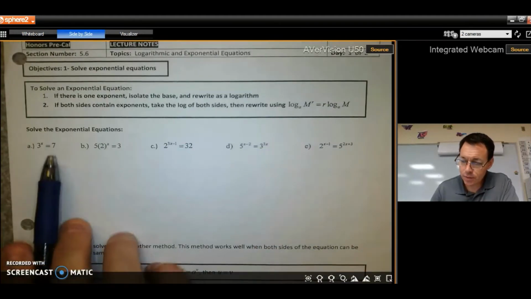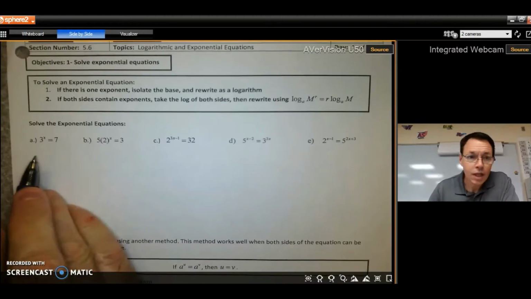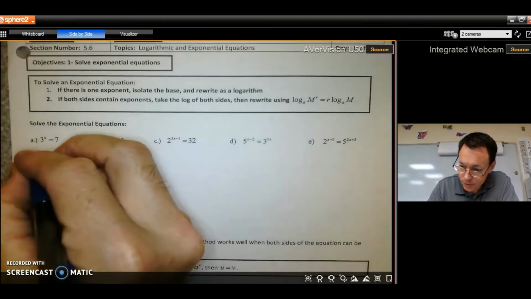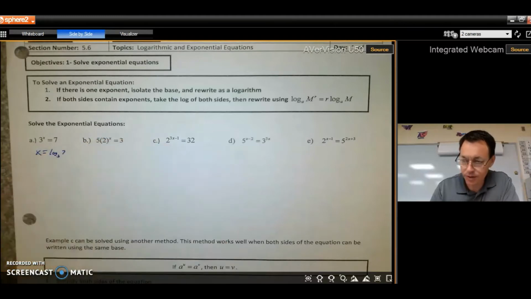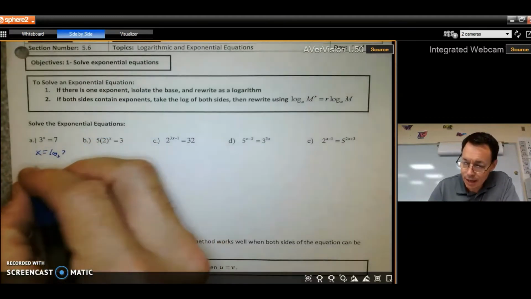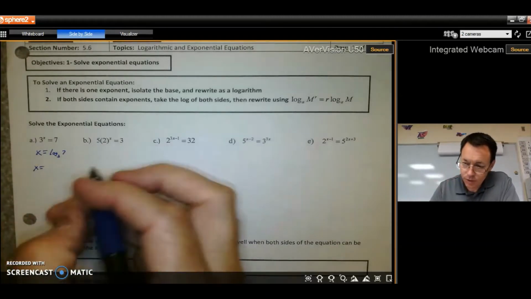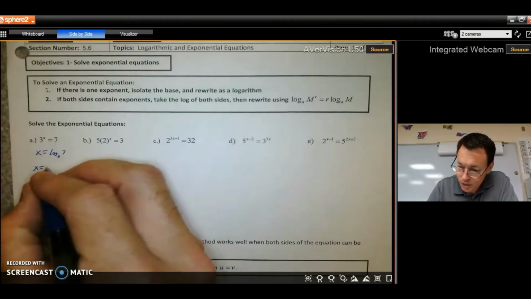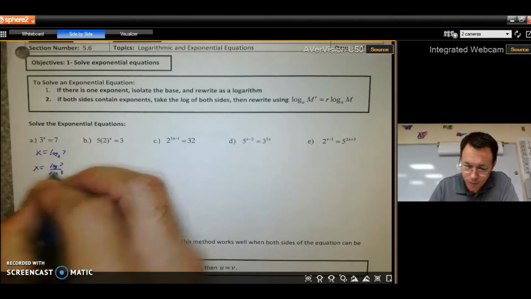Okay, so first off, let me show you these first few. These first few are pretty straightforward. If you have a base to a power, just rewrite it as a logarithm. So x equals log base 3 of 7. And now that we've got a log base 3, which we don't have on our calculator, we can use the change of base formula, so the log of 7 over the log of 3.